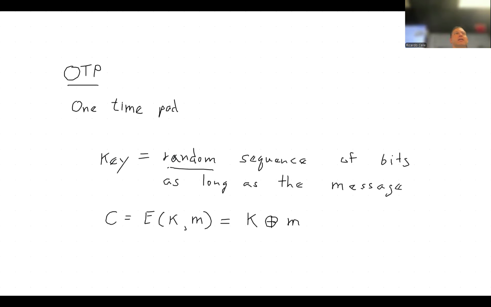Let's say you're encrypting a whole movie. How long is a whole movie? Take a whole movie and convert that into a sequence of bits. How long do you think that would be? That's a lot of zeros and ones. Now, create a key as long as that. That's what the one-time pad is suggesting that you do.